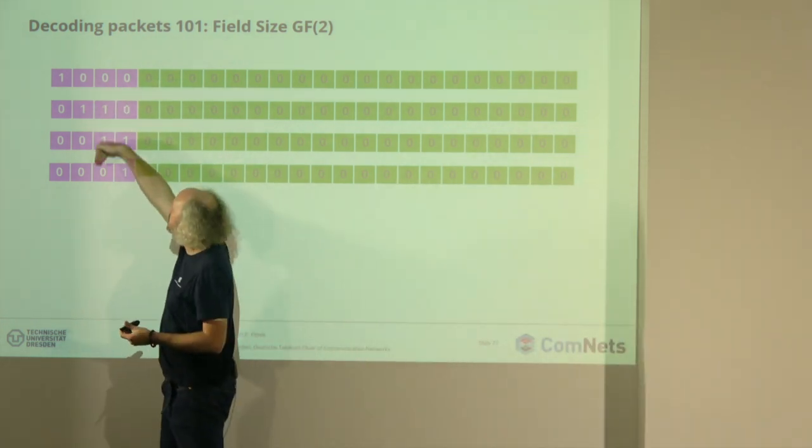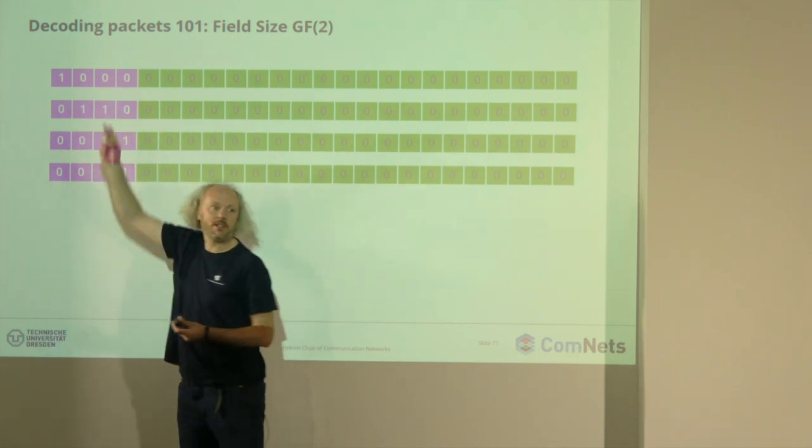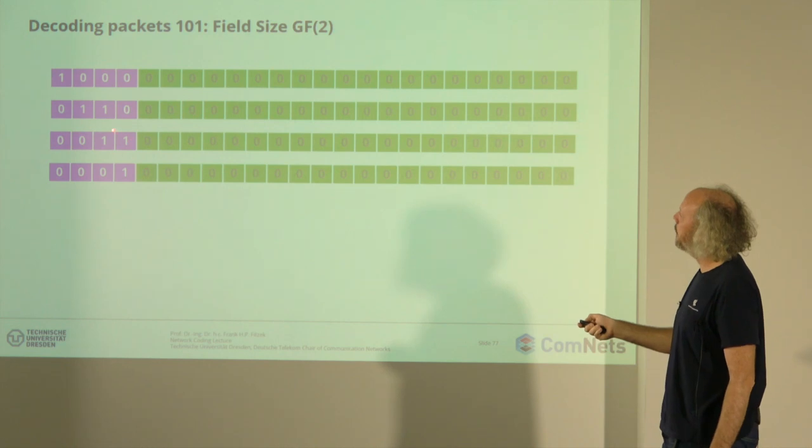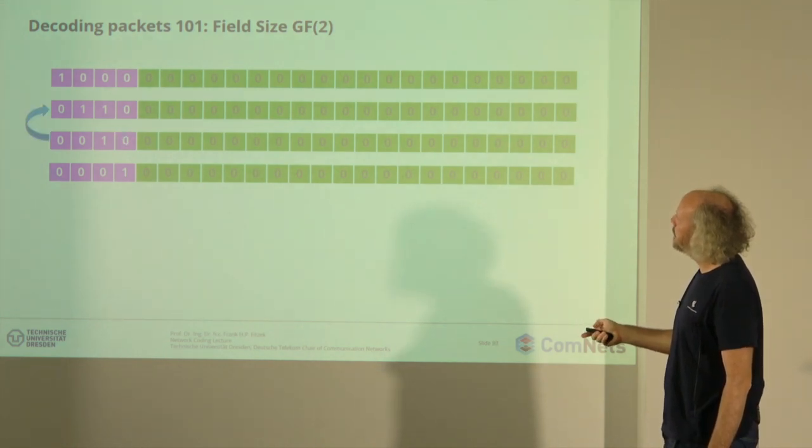What you still have to do is to clean up backwards. So we go forwards, you clean up this one, and now you clean up backwards this one. So the simple thing is to take this one, subtract it from this, and now you have this and subtract it from that. Okay, done. If I say subtract, what is this subtract? It's addition, or XOR, in this case.